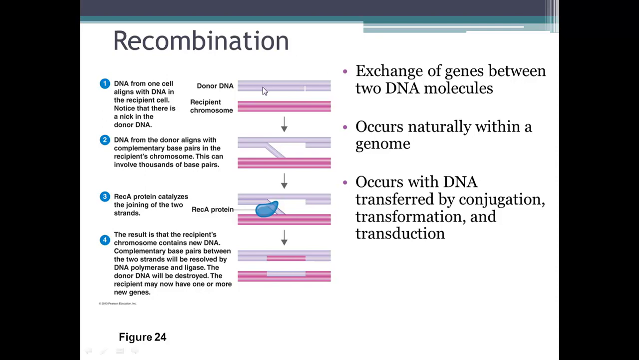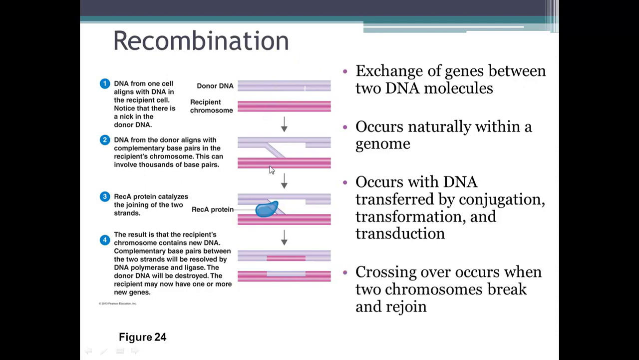So here we see we have a pink and a purple. Donor is purple, recipient is pink. We're going to have a crossing over that occurs when the two chromosomes are going to break and rejoin. So there's a crossing over, the two chromosomes break and rejoin, and we'll see that we now have a combination of the genes on each one. So the purple has some of the pink, and the pink has some of the purple.